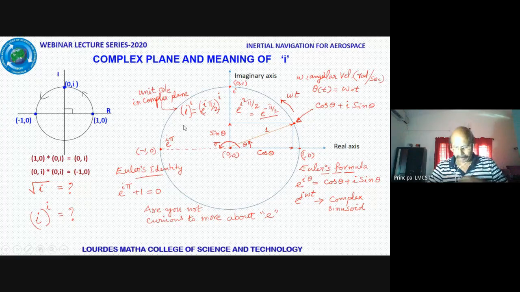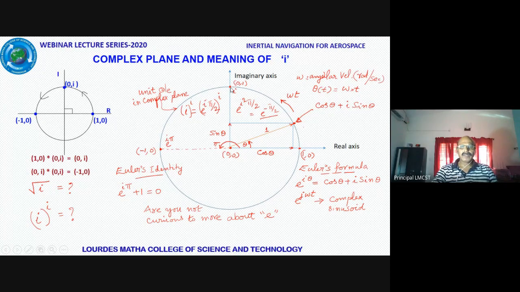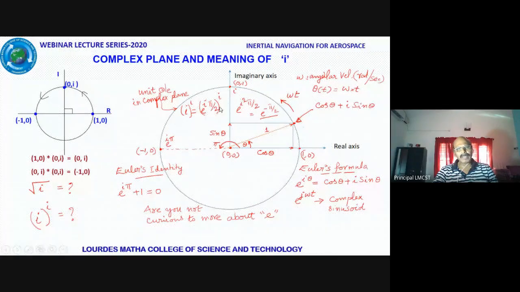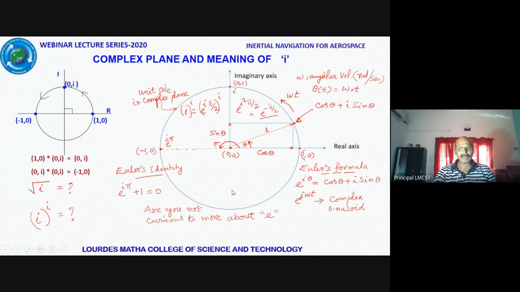Why only e raised to i pi by 2? At this point, it is e raised to i pi by 2. We can have a different point also, right? But here I have asked i raised to i, so I am writing it in this way. If it is something else, say minus 1, I can write e raised to i pi. And there are other things also, not only this. You got it? Yes, sir. Okay. Shall we move on?